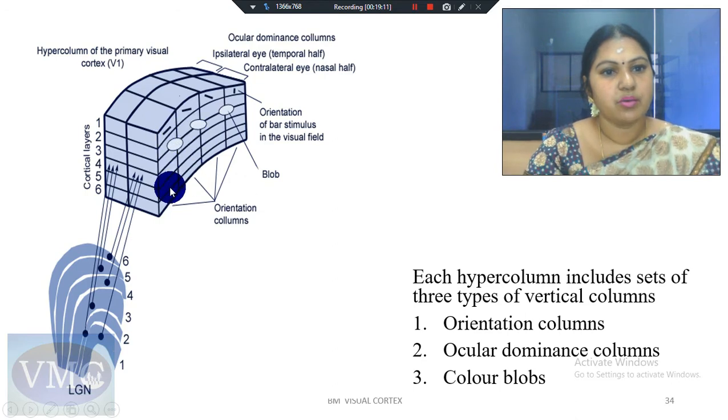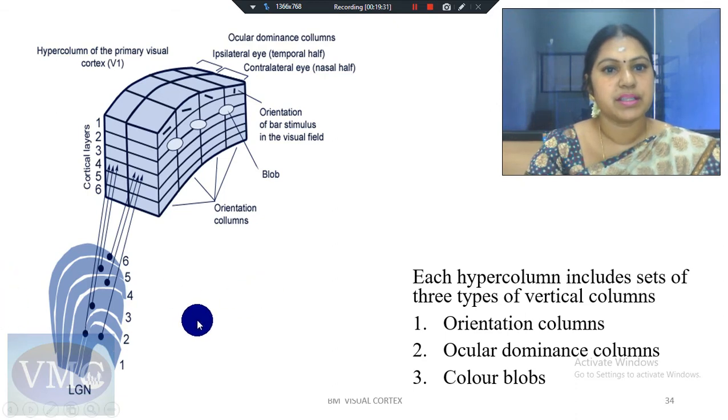Okay, so orientation means a direction. So these cells here will respond to a particular direction, this to another direction, this to a third direction, this to a fourth direction and so on. So orientation means they will detect light bars with a particular orientation. These are called orientation columns.